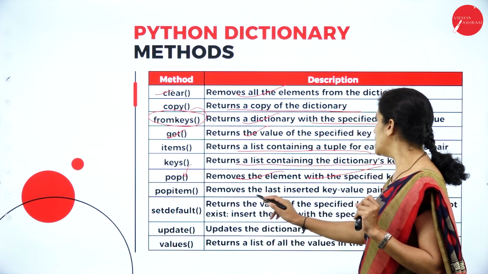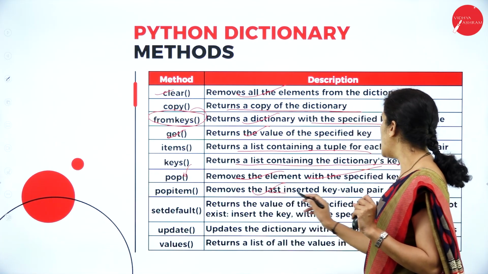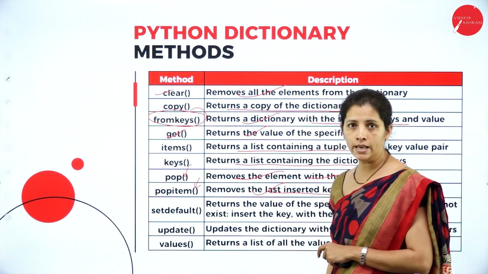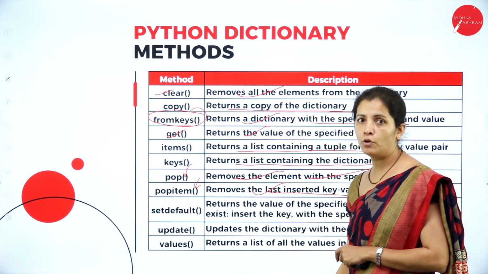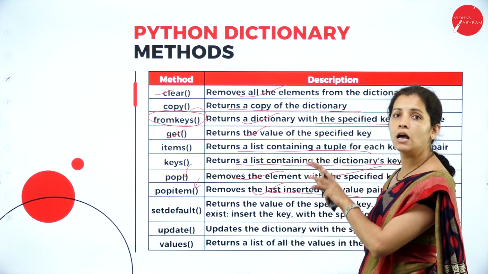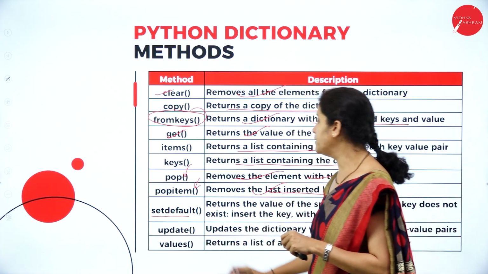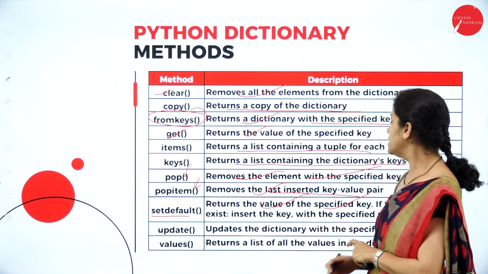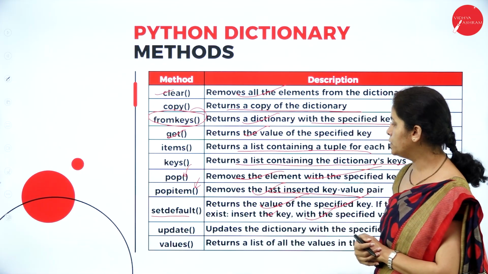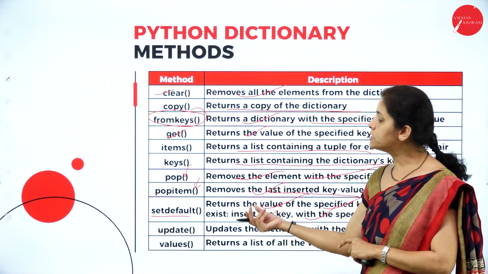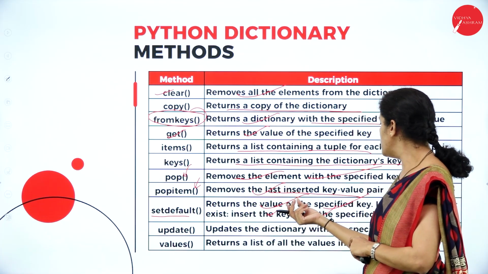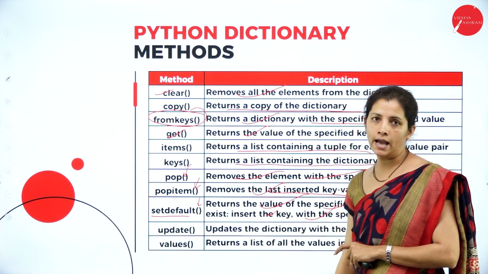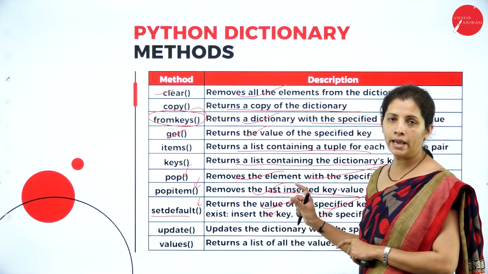Popitem removes the last inserted key-value pair. See here, I'm not going to specify the key. So if I use popitem, what's going to happen? It's going to remove the last item. Setdefault returns the value of the specified key. If the key does not exist, it inserts the key with the specified value. So if I use setdefault with the key, it returns the value of the key.